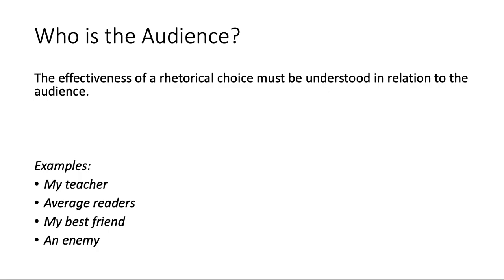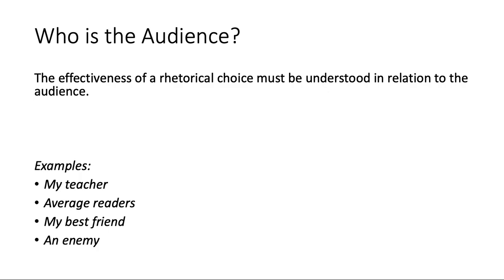And so rhetorical choices may be effective in one situation based on one audience, but ineffective in a different situation based on a different audience. Again, another example would be writing for children versus writing for adults, right? We make different rhetorical choices, and they will be effective based on who the audience is.